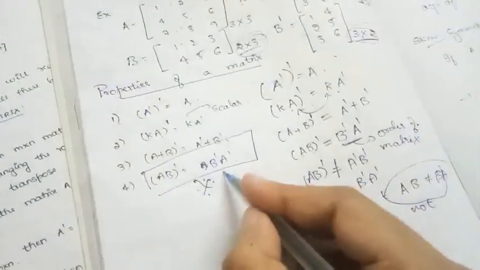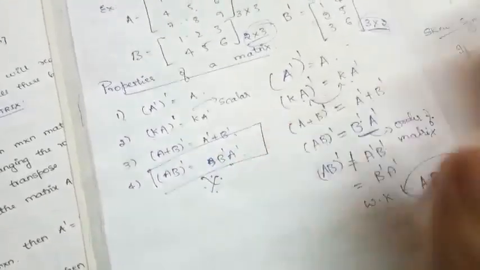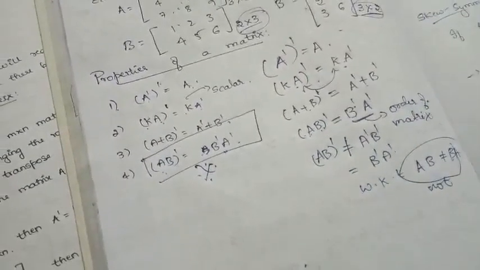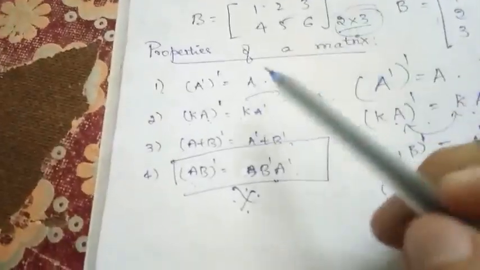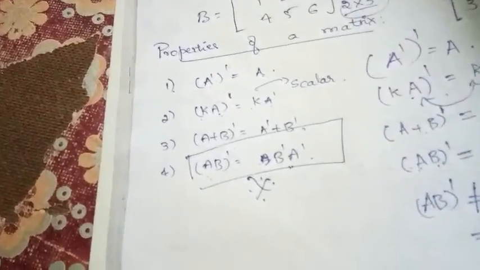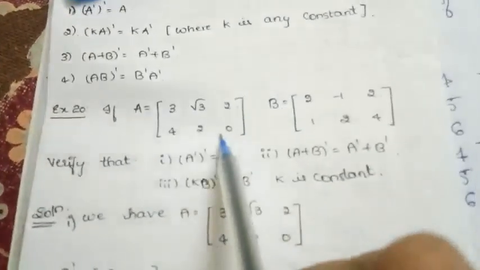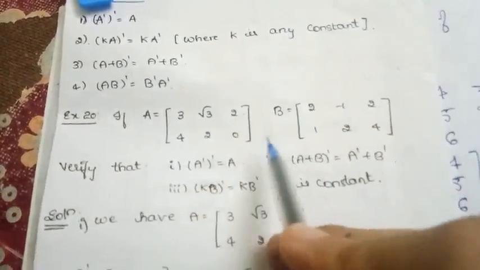So please remember this property, very important, that is (AB) transpose is equal to B transpose into A transpose. Now to understand all these four properties, let's go through some examples so that you can understand these properties clearly. So here is my example.